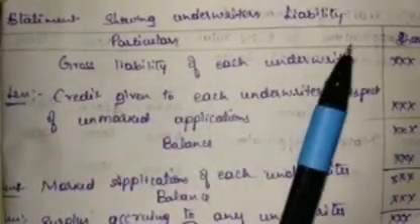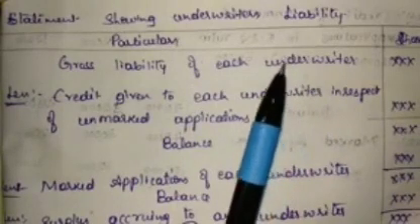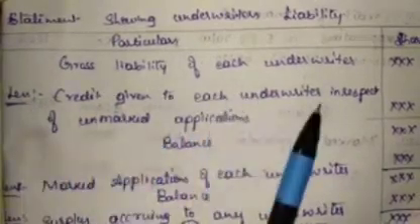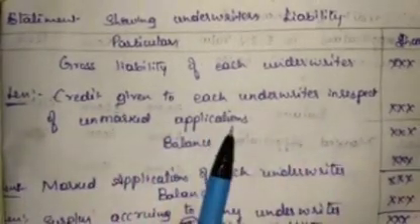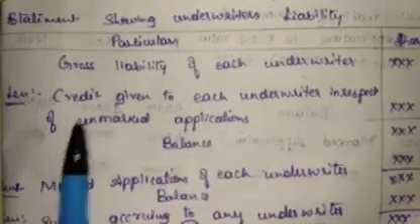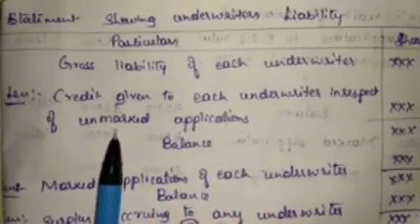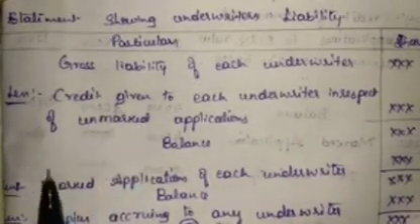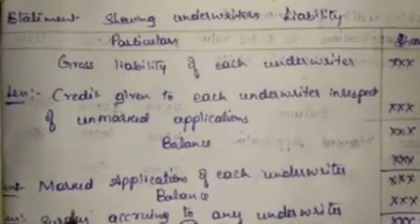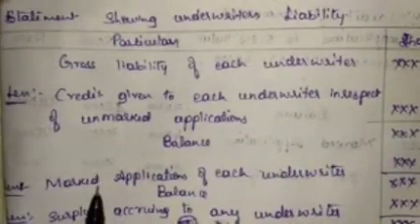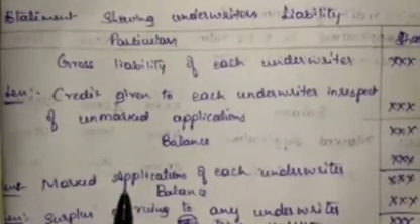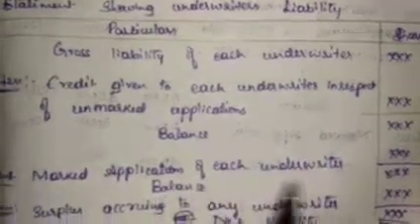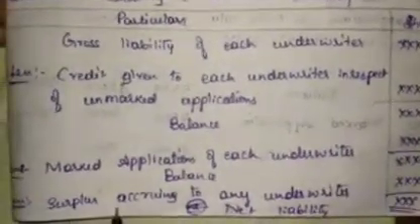That is how many shares are guaranteed to be taken up by the underwriter. From that we have to deduct the credit given to each underwriter in respect of unmarked applications. That means the benefit given to the underwriter in respect of unmarked applications. I will tell you what an unmarked application is later. Then we'll get a balance. From that we have to deduct marked applications. Marked applications means applications that have come through each of the underwriters. If we deduct this, we'll get a balance.